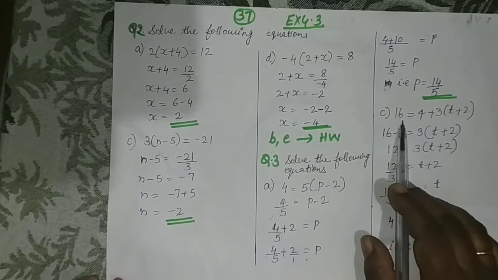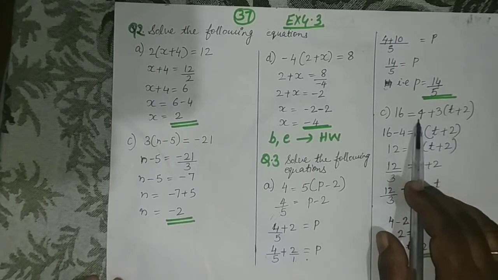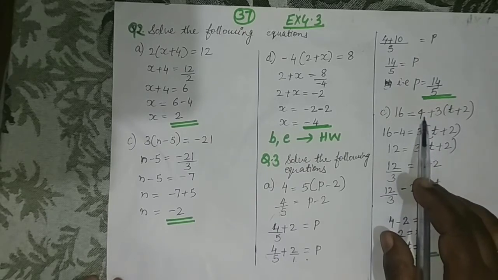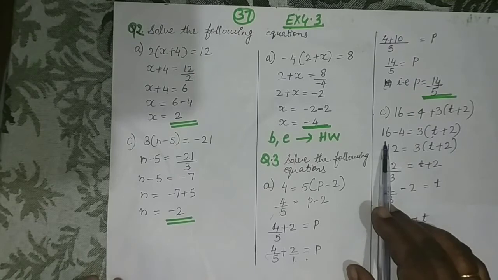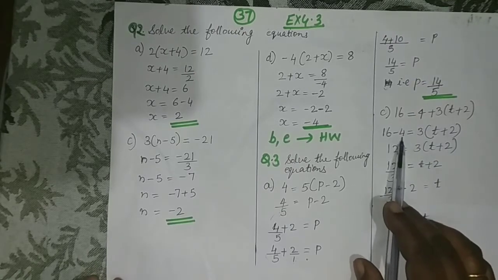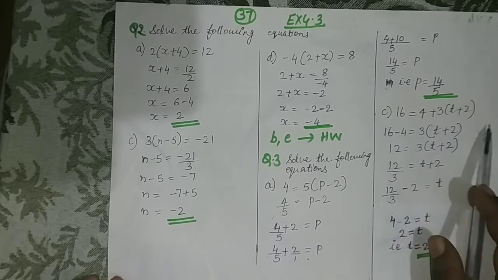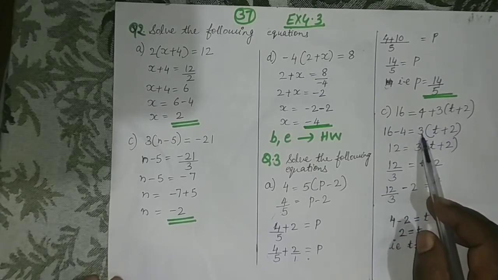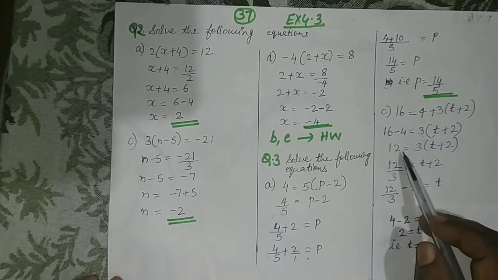Now see, 16 is equal to 4 plus 3 into T plus 2. Here 4 is in RHS. That is added. First of all, we are taking that 4 from RHS to LHS. So it will subtract. Okay. So LHS has become 16 minus 4. RHS has become 3 into T plus 2. They are equated. Now this 3 is multiplied in RHS. We are taking this 3 from RHS to LHS. So it will become what? Divide.